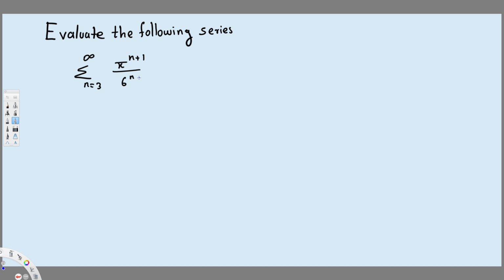But whenever we have a series to evaluate, we try to take the power n common, right? But if we have a power n plus 1, we can't take n common. So we have to do something for this one.